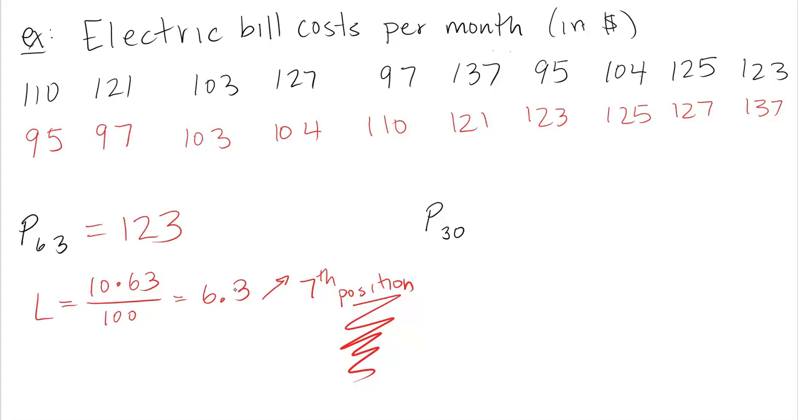If you rounded this down to 6 and took the 6th number, that would only be bigger than half of the data, 50% of the data, which is not as close to the target as we can get. We round up and we take that spot.